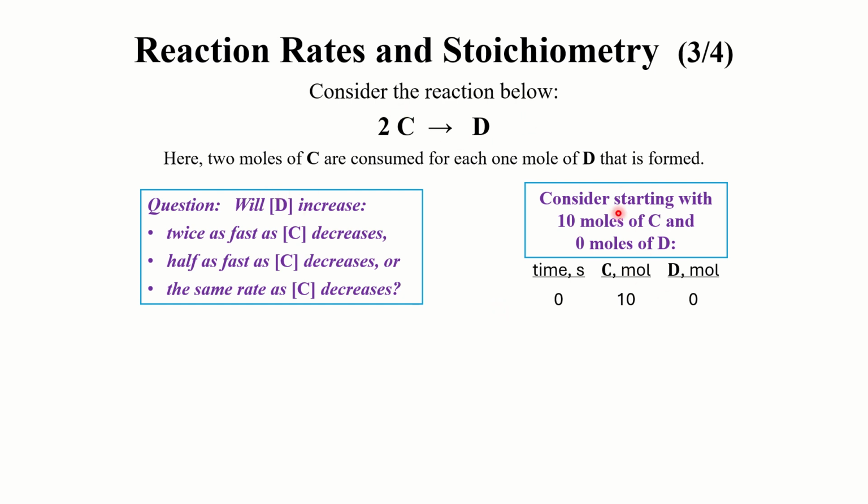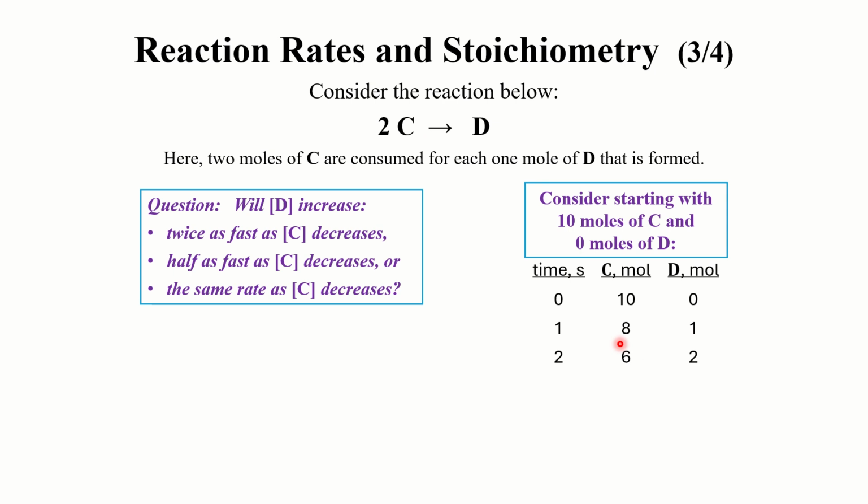So consider starting with 10 moles of C and 0 moles of D, and we're going to pretend here that this reaction runs once per second. So after 1 second, the reaction runs through one time, and we have 2 moles of C are consumed and 1 mole of D is formed. So C's concentration would go from 10 to 8, D's would go from 0 to 1.